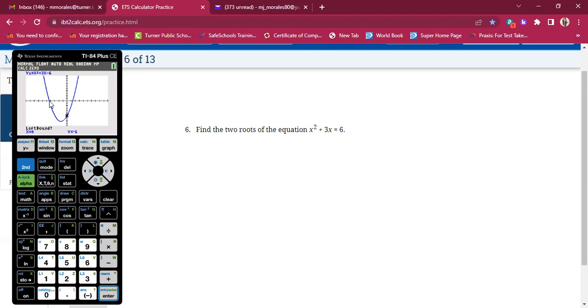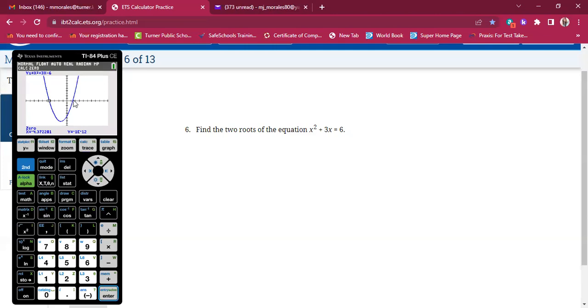What is this root? It says left bound. So I'm going to put my cursor right here, because this is the left side of this point, by using arrow left. Enter that one. Then it says right bound, so right. This is the right part of that point. You enter that. Guess, enter. So we have negative 4.3.